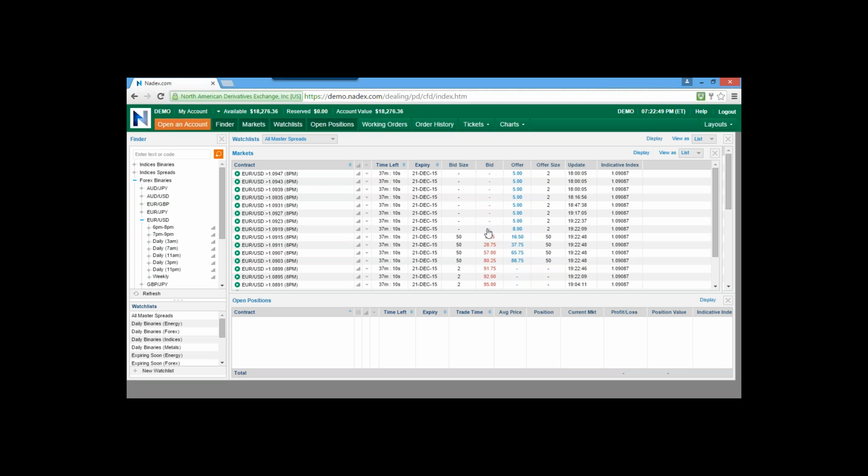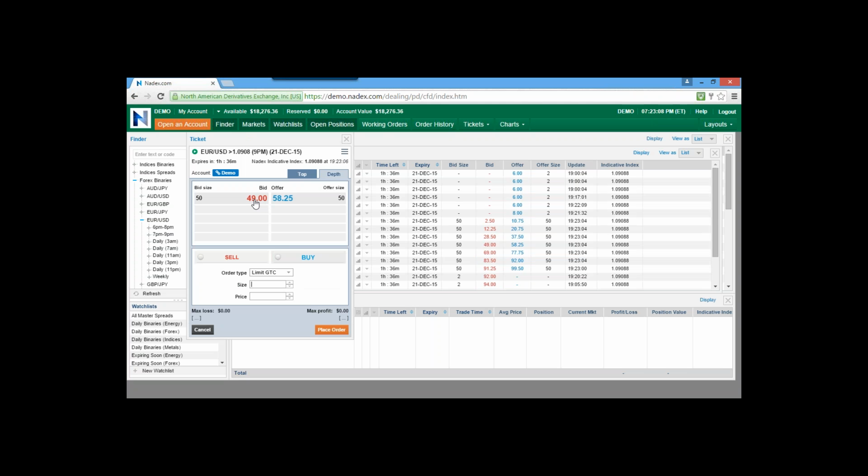Let's see here. No, there's not really a difference there based on the moneyness either. It all has to do with the volatility of the market, what's going on. Okay, so let's take a look here. I want to show you. Now let's take a look at this one.